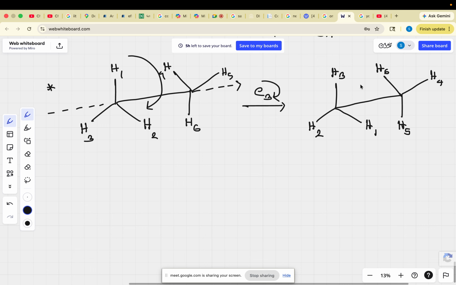This is your C3 axis, right? Now similarly you can see, you can place one C2 axis through this. Through this hydrogen atom you can also place, and through this hydrogen you can place one C2 axis.